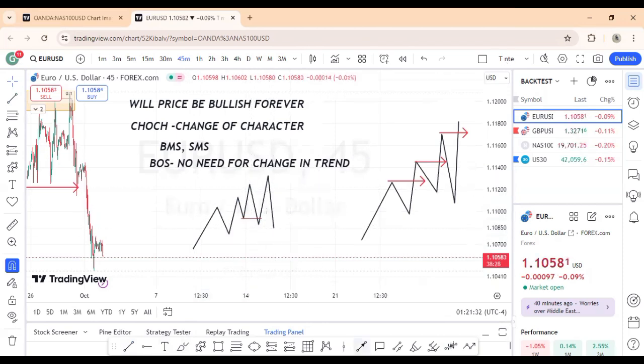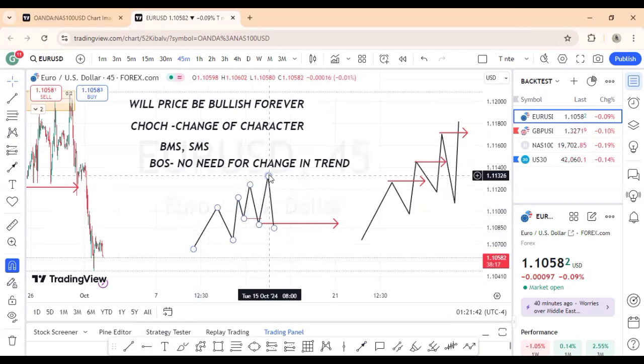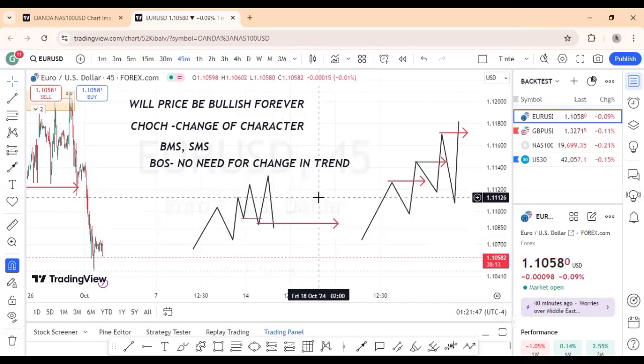So a change of character occurs when price goes below this protected low. Once price closes below this protected low, we have seen what? A change of character, right? So that is the difference. For a change of character, price needs to go below your protected low. That is a bearish change of character. Price has to close below your protected low. While for a bullish example, price has to go above your protected high, right?